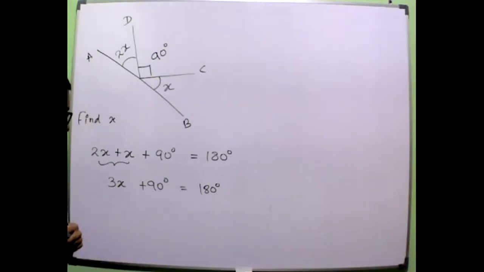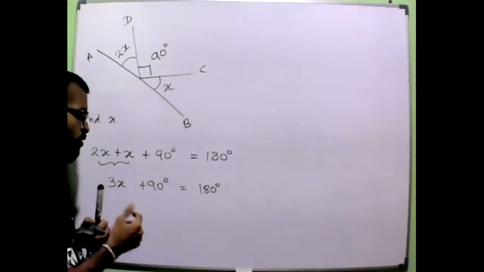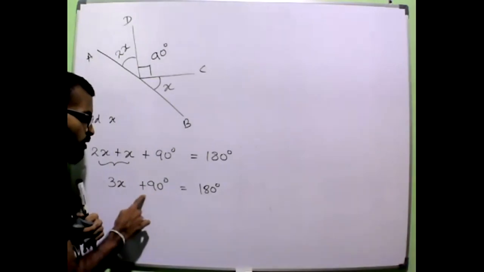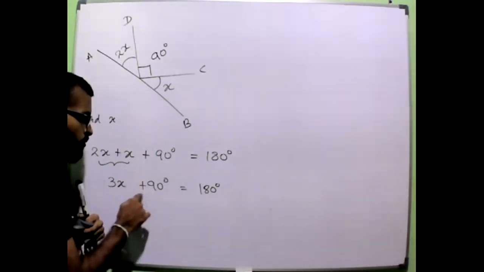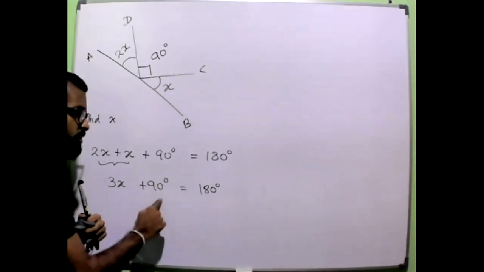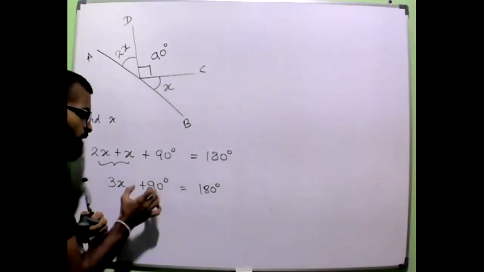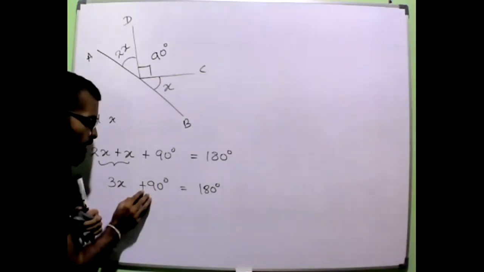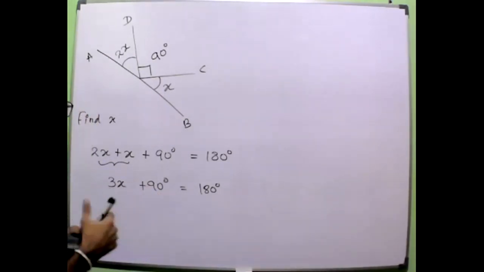Now, what I am going to do is, first of all, you need to remove this positive 90. So I am going to remove it. Here now you have positive 90. What is the opposite thing?